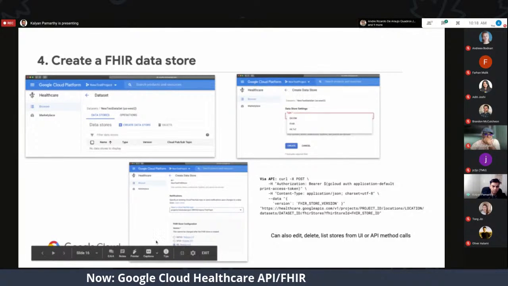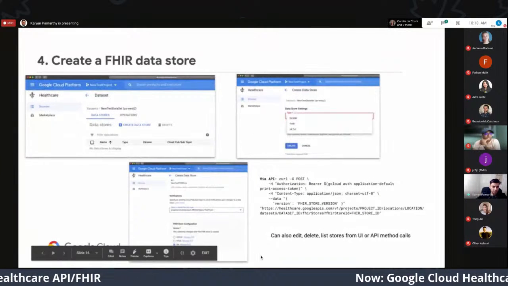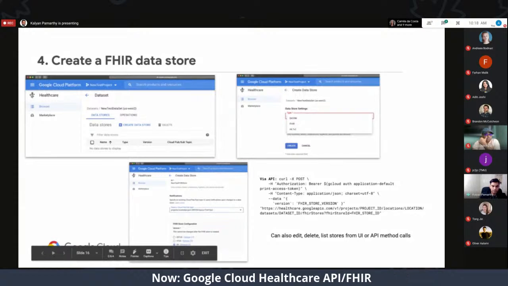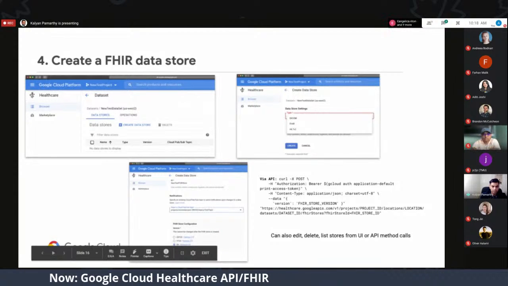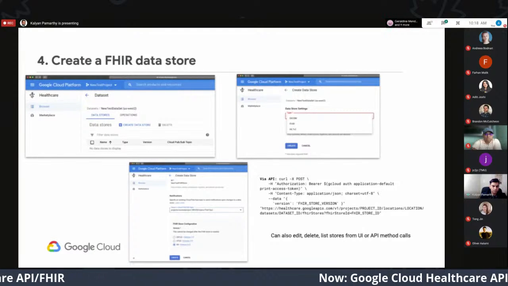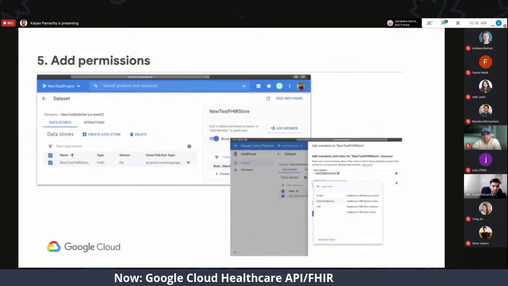You get to pick the version of FHIR that you want to work with. FHIR R4 is the latest version. So unless you're working with legacy data, we'd recommend picking FHIR R4. And then just click Create, and your FHIR data store is ready. So it's about 4 or 5 clicks, and then you have your FHIR data store created.